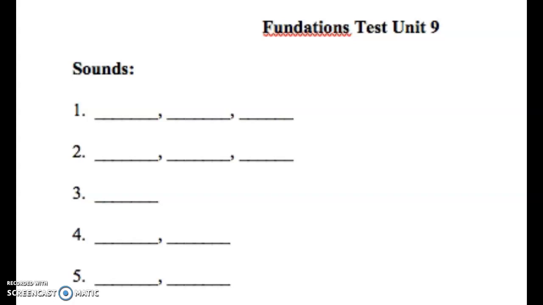Sound number 1. Type the 3 ways to make the E sound, like in Pete, me, and baby. Long E sound, like in Pete, me, and baby. Number 2.